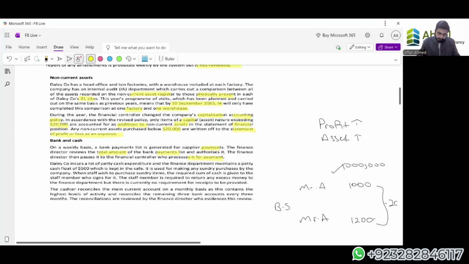Now, next thing, the company incurs a lot of petty cash expenditure. So petty cash expenditure is at its height. The finance department maintains a petty cash float of $500, which is kept in the safe. Okay. It is used for making any sundry purchase by the company. When staff wish to purchase sundry items, the required sum of cash is given to the staff member who signs for it. The staff member is required to return any excess amount to the finance department, but there is currently no requirement for a receipt. Okay.